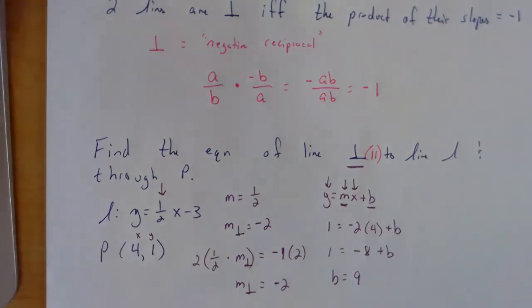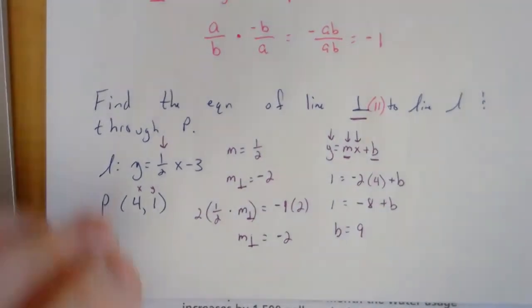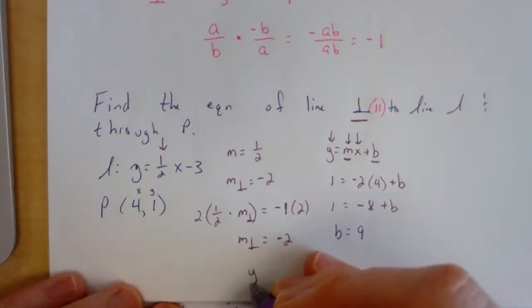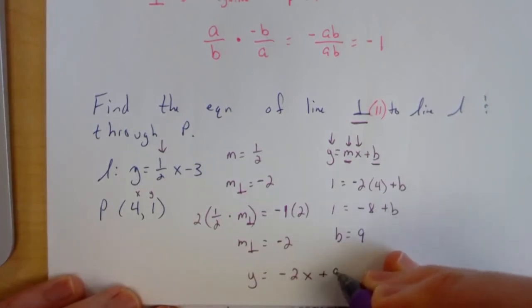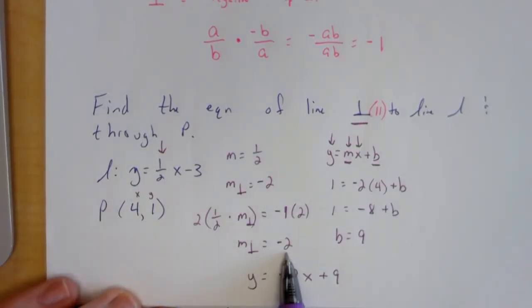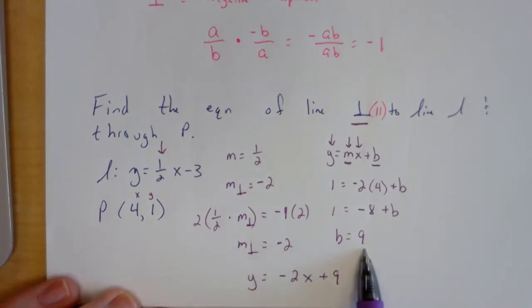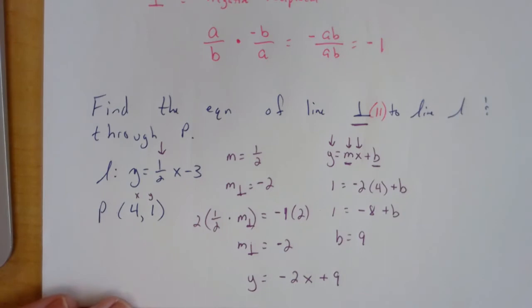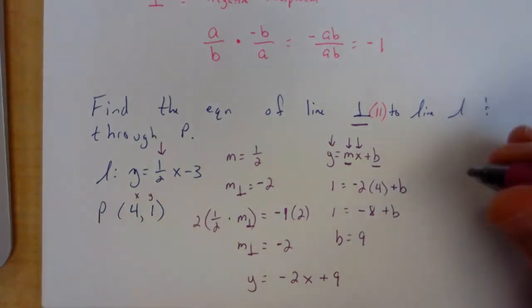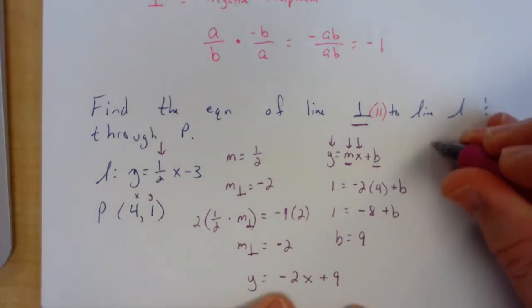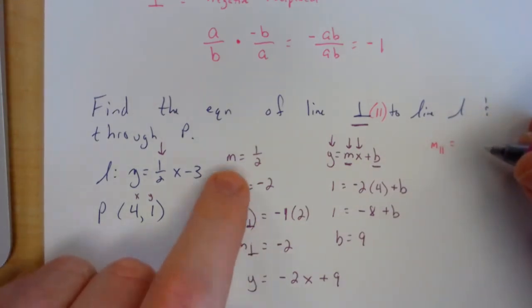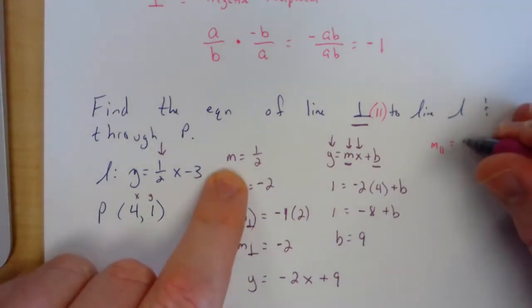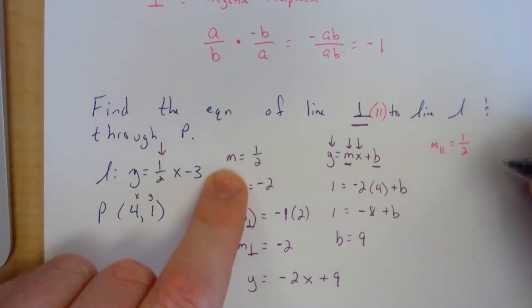So now I can write my equation, which will just be y = -2x + 9. You can see here I used the perpendicular slope and the b value that I found. Now, if we were to do the same problem, but we're looking for parallel, what would the parallel slope be? Well, the parallel slope is just equal to whatever the original slope was. So if the original slope is 1/2, the parallel slope is going to be 1/2.